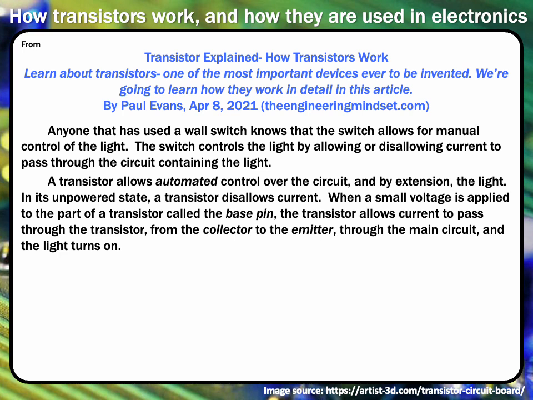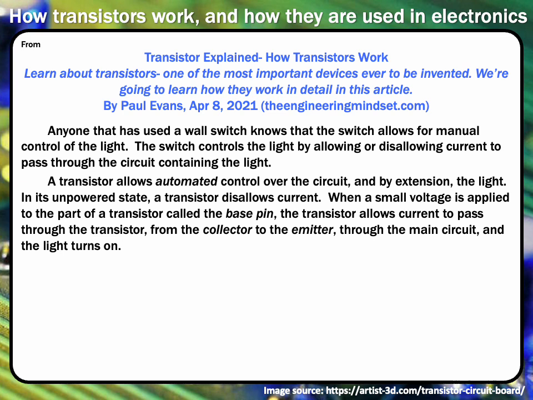The benefit of a transistor is that it doesn't require a human to be physically turning something on and off. It can be controlled by a computer, by some other electronic device, by a sensor. And that allows it to be used in a bunch of different applications. It also allows it to be automated, and it allows it to be faster since you're not relying on a person to switch it up and down.